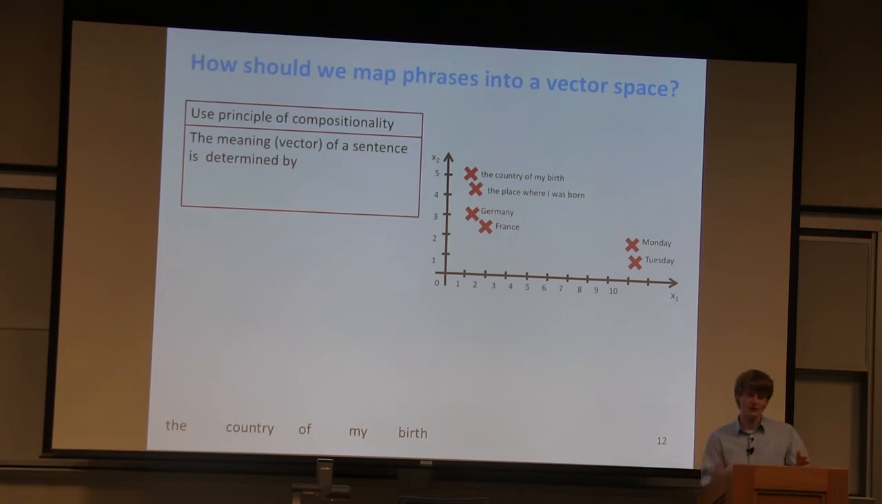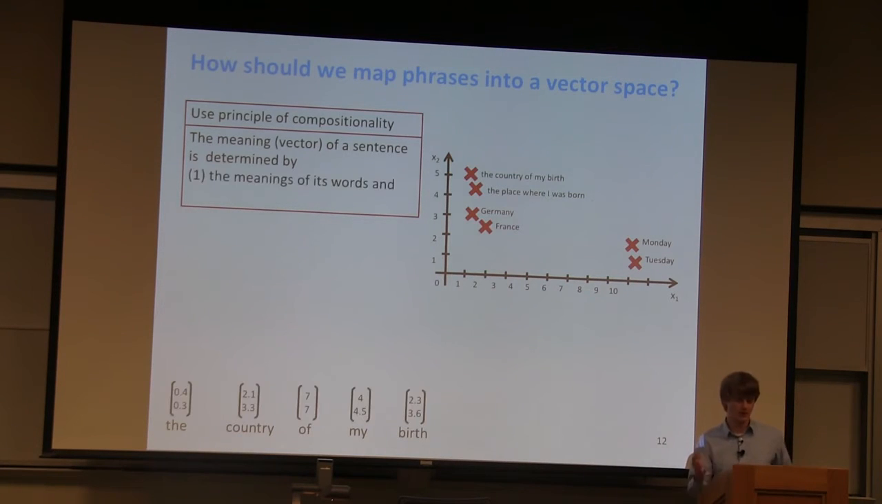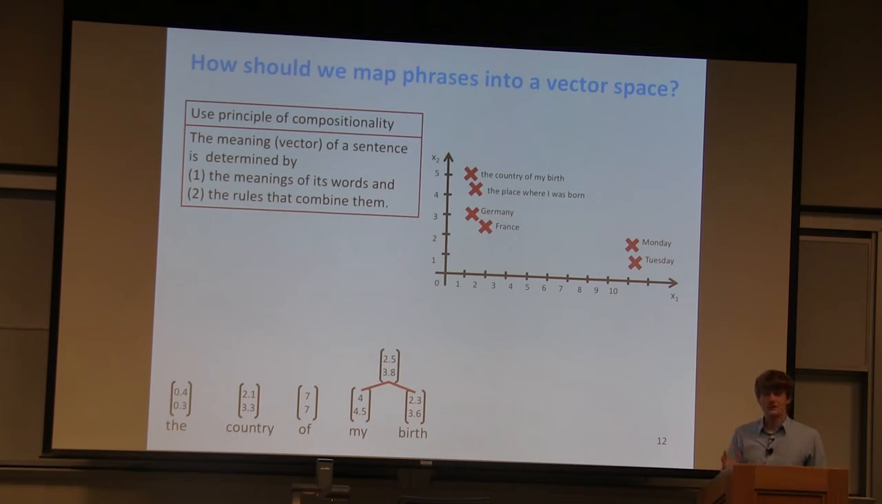powerful principle, and in our case, it will state that the meaning vector of a sentence is determined by one, the meaning of its words, and we already have nice word vectors for those. Again, these are just visualized in 2D. We know they're usually 50 or higher dimensional. And two, the rules that are used to combine them. So in recurrent neural networks, we just said we'll always take one word at a time, and we compute a context vector that captures everything from the left that we read up until that time point.